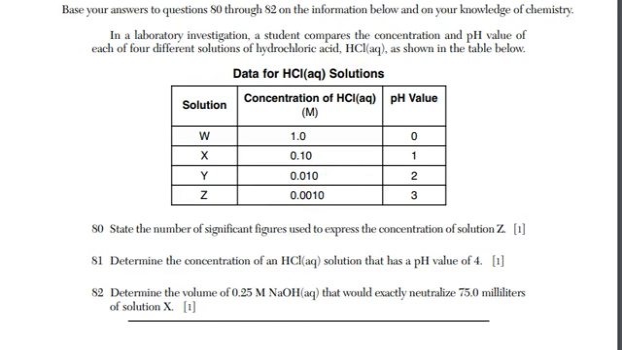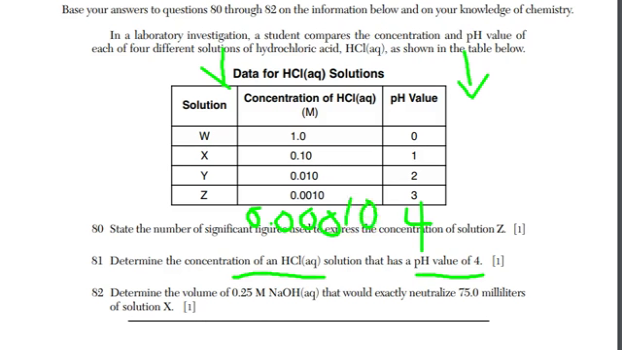For 81, we're determining the concentration of an HCl solution that has pH of 4. So there is a trend going on here that they give you in this table, right? We're going from 0 to 1 to 2 to 3, and now we're going to 4. So you could just follow the pattern and say, hey, wait a minute, look what's happening each time. The decimal point is going to the left. So for number 4, it's going to be 0.00010. And that's exactly what the answer is.